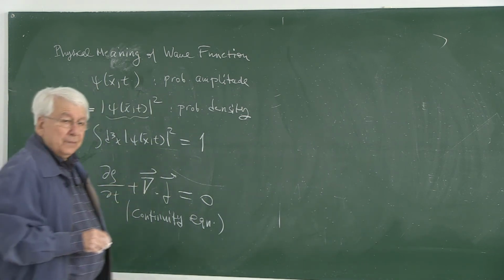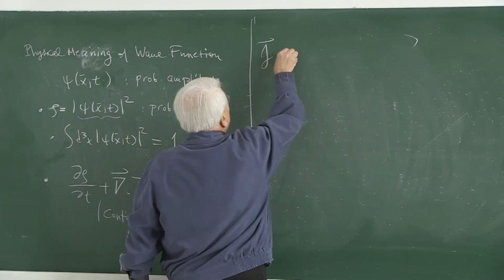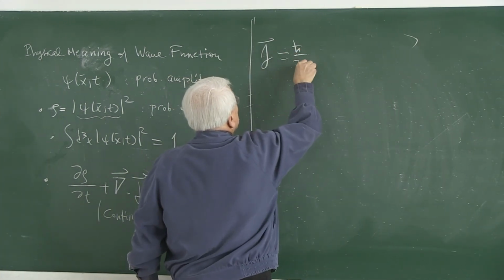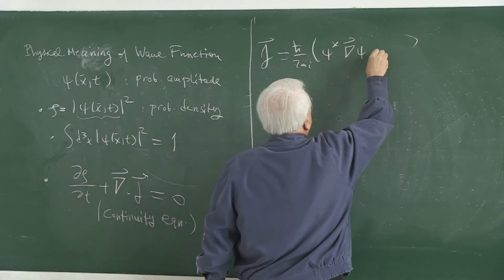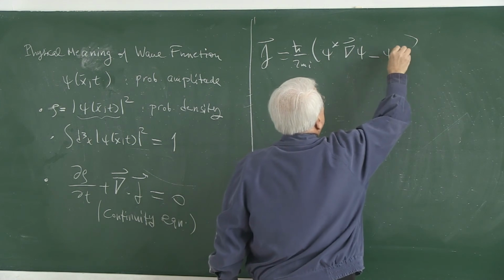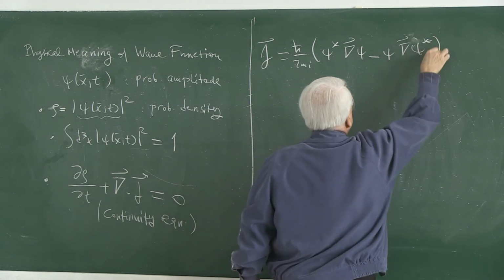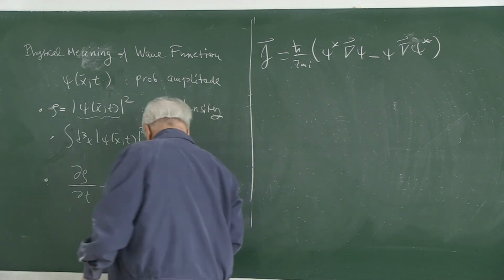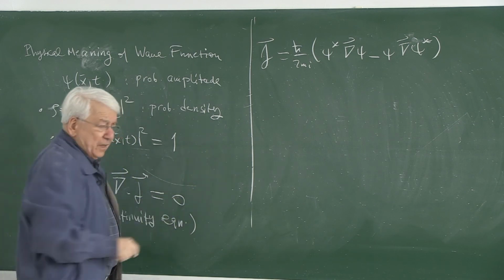What that J is then? J is h bar over 2mi, psi star del psi minus psi del psi star. So you prove the equation and you get that as a byproduct.